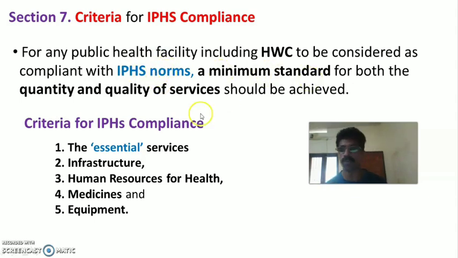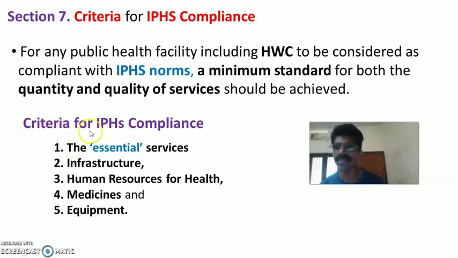a minimum standard for both quantity and quality of services should be achieved. Okay, so as per these guidelines, a minimum standard, both in quantity of service, that is the number of services rendered by the sub-health center, and the quality of the services, should be achieved. So there are 5 criteria mentioned in IPHS 2022 for IPHS compliance. The first one is to render the essential services. Already we have mentioned in the objectives that essential and desirable services have to be rendered by the sub-health center or any health center.